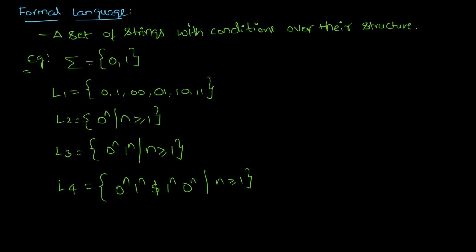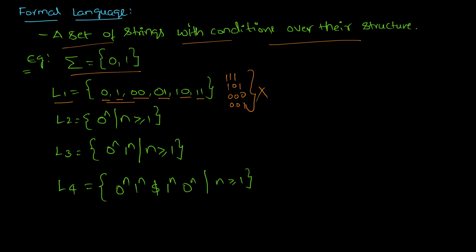A formal language is a set of all strings on which we can apply some conditions during their construction. Let's consider some examples to make things clear. Let's say there is an alphabet {0, 1} and a given language L1 in which the strings 0, 1, 00, 01, 10, 11 are defined. Any string other than these will not be accepted, like 1111, 0100, 0001. All these are not in the language. Only these strings are in the language.